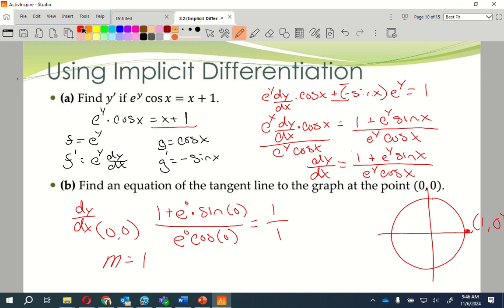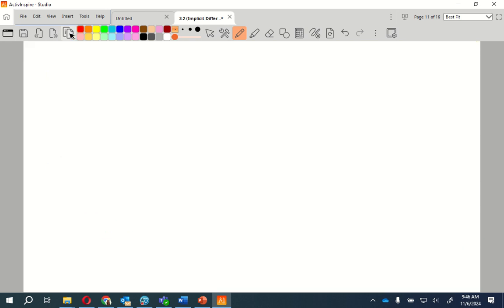But wait, there's more. What do I have to find? The equation of the tangent line, not just the slope. So I'm going to say y minus 0 equals 1 times the quantity x minus 0. So my equation is y equals x, and this is my tangent line.